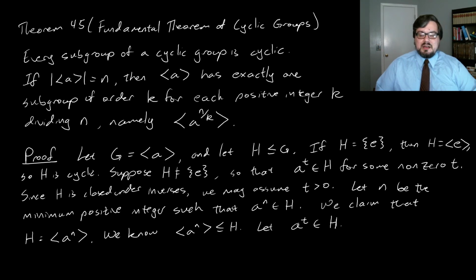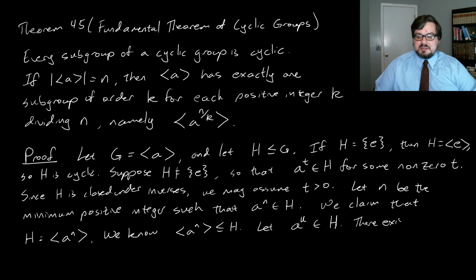be some element of H. At this point I am reusing a symbol, which I ought not to do, so let me use a different symbol here. I'll use u. Let's let A to the u belong to H. We know that every element of H can be written in the form A to the u because every element of G can be written as A to the u for some u. So we let A to the u be in H, and once again we're going to use the division algorithm.